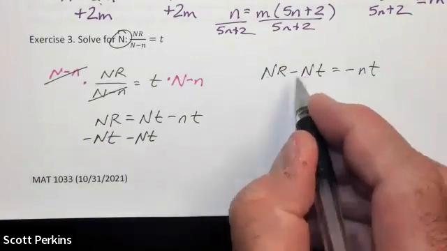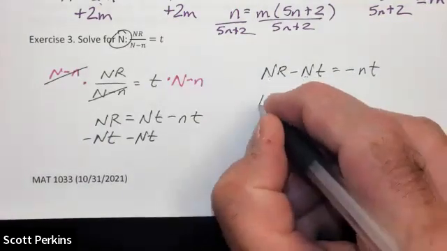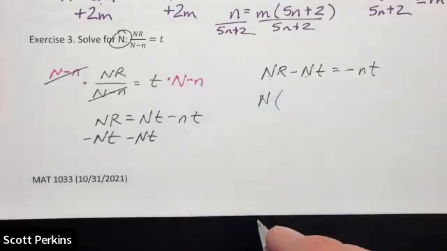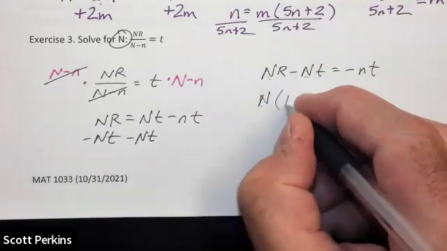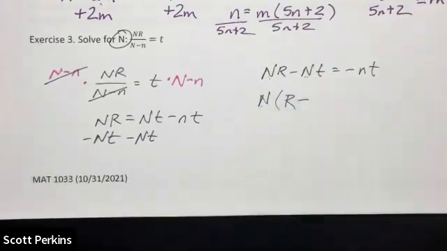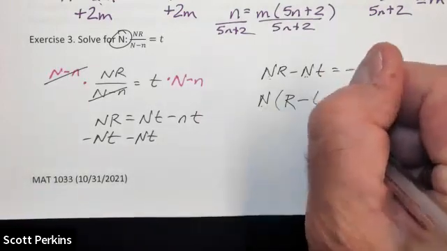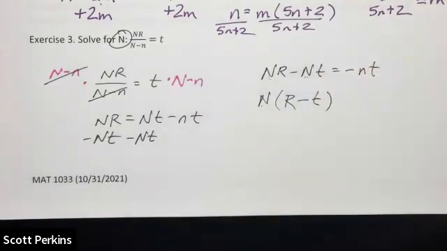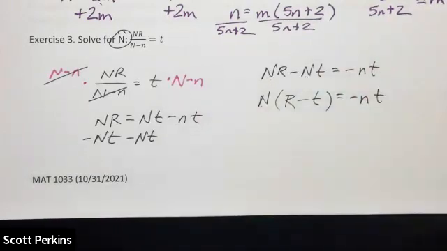So now that I have everything with that capital N on the same side, I can factor it out. And when I factor that out, capital N times R, I factor out the capital N. I've just got R left minus capital N times T. When I factor out the N, there is the T. And I have the negative little n times t on the other side.